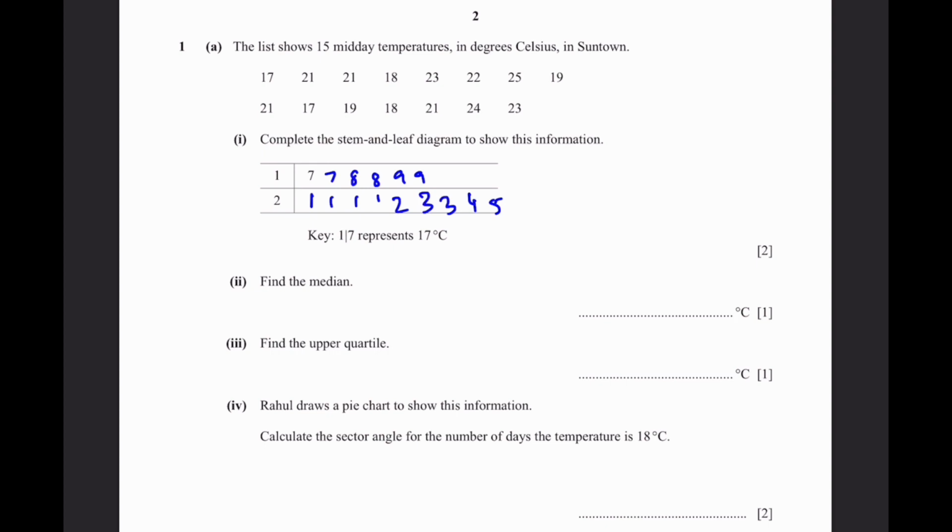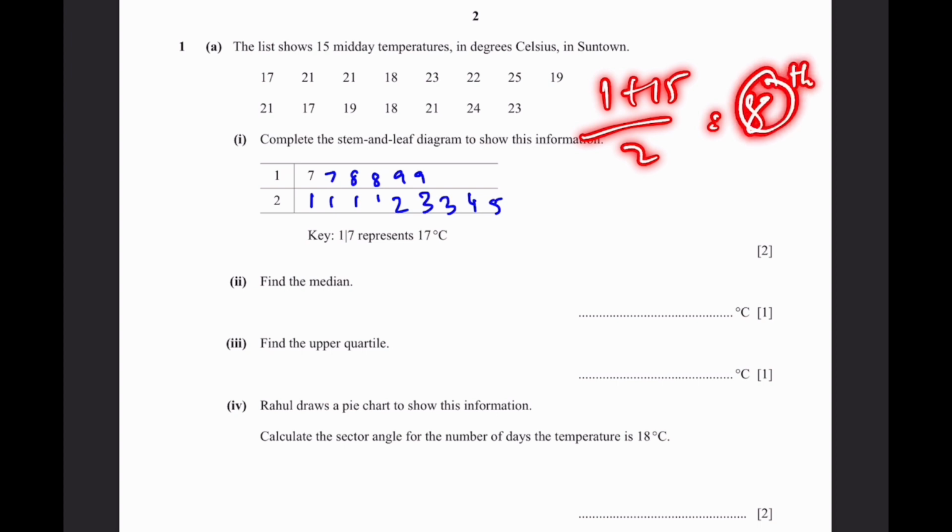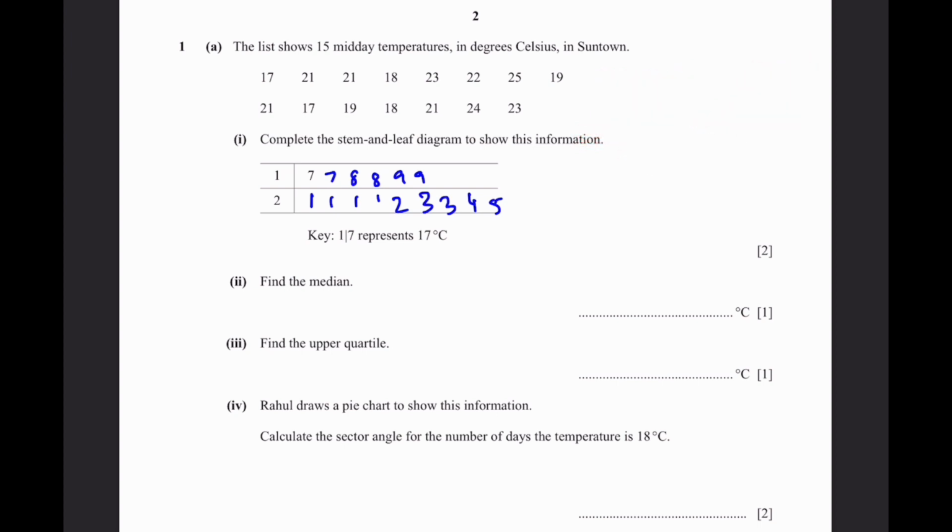So there's 6 plus 9, 15 midday temperatures. 2. Find the median. So the median's the middle. So out of 1 and 15, what's the mean of them? 1 plus 15 by 2, which is equal to 8. So the 8th object is the median. 1, 2, 3, 4, 5, 6, 7, 8. 21 degrees Celsius.